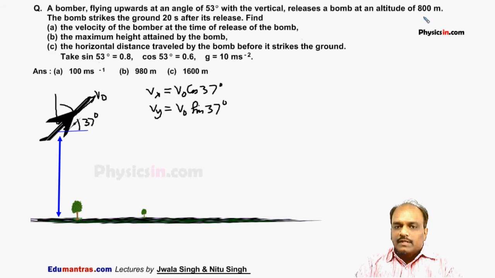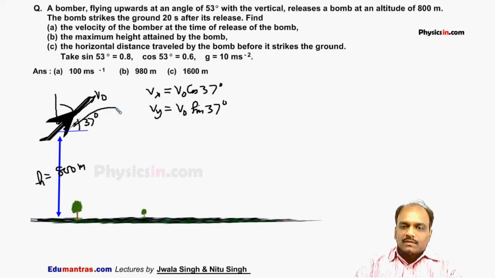When it is at a height of 800 meter, a bomb is released. Means this height is 800 meter. The bomb will move like this. It will strike here.